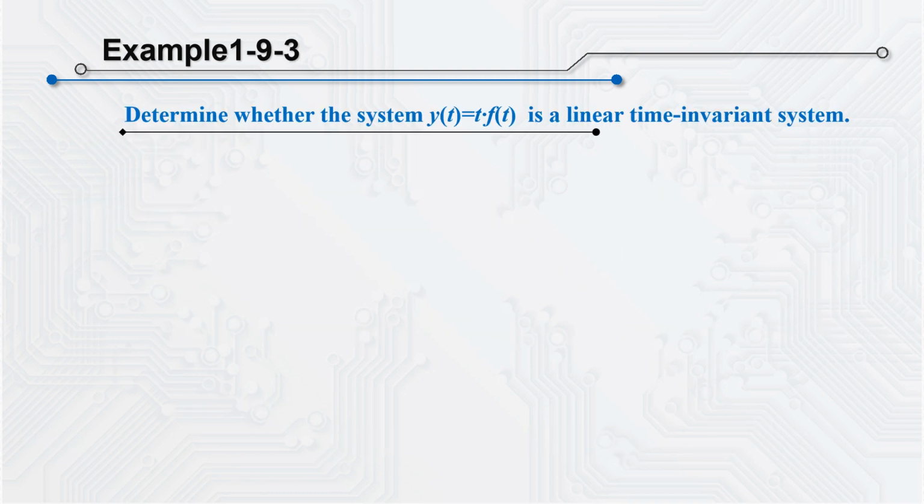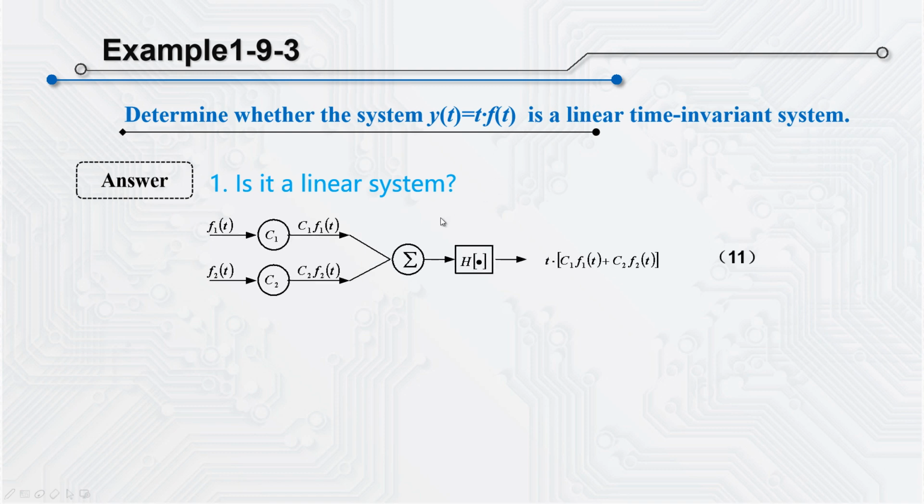Let's look at the third example. Determine whether the system y(t) equals t times f(t) is a linear time invariant system. First, let's determine whether it is a linear system. Here, we first do the linear operation on the input signal, then put the synthesized signal into the system H to get its output expression 11.